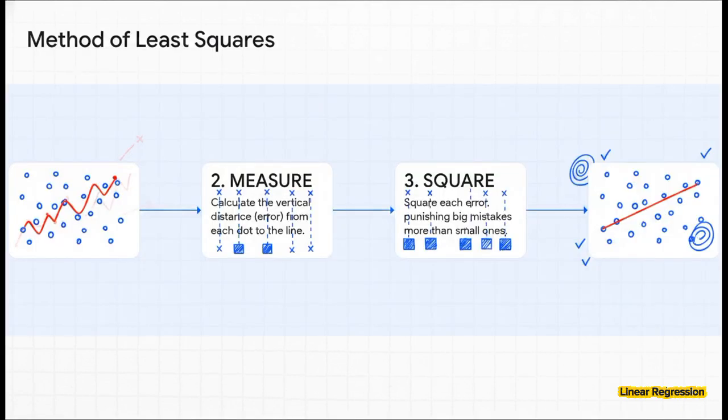So how in the world does it find that one perfect line? It uses this really elegant process called the method of least squares. It's pretty intuitive. First, it just takes a guess. It draws a line. Then for every single dot, it measures the distance to that line. That distance is the error. Step 3, it squares all those errors. Now, why does it do that? To make the big mistakes count for way more than the small ones. And finally, it just keeps wiggling that line around until the total sum of all those squared errors is as tiny as it can possibly get. And bam, that's your best line.